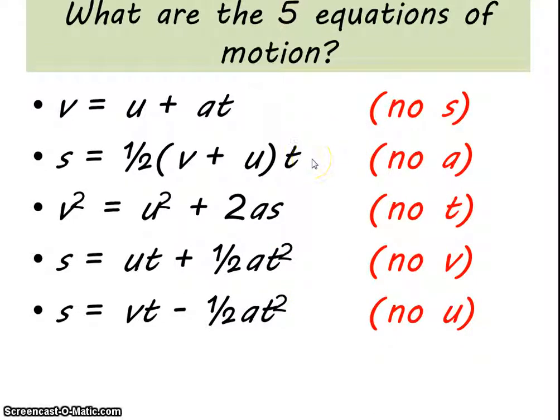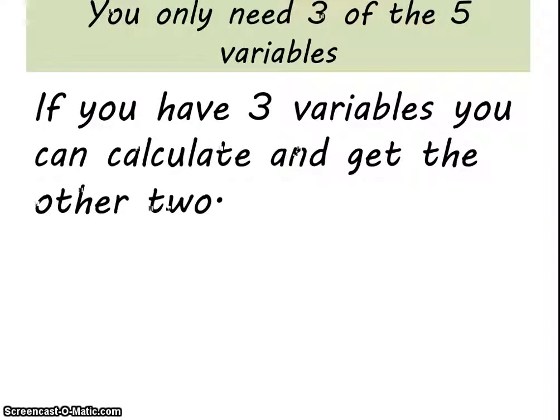This equation has no use of acceleration. This equation doesn't use time. This equation doesn't use the final velocity, and this equation doesn't use the initial velocity. So let's look at where they all come from. The idea of them is you only need 3 out of the 5 variables, and you can then calculate either of the other 2.